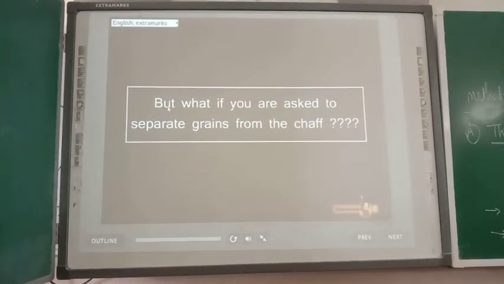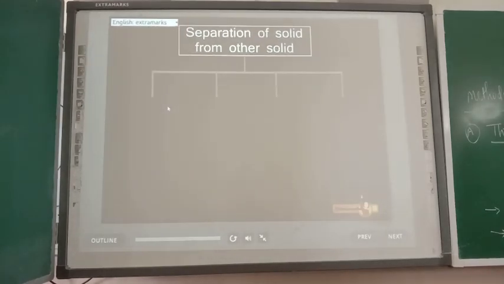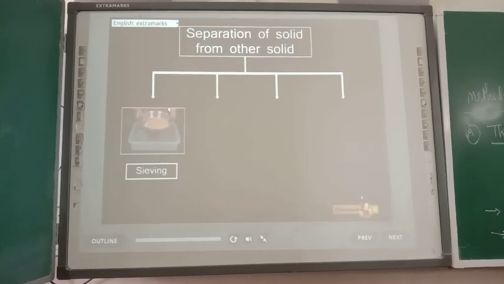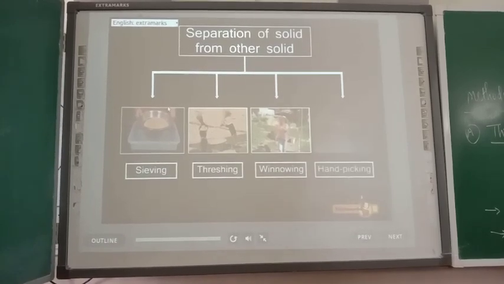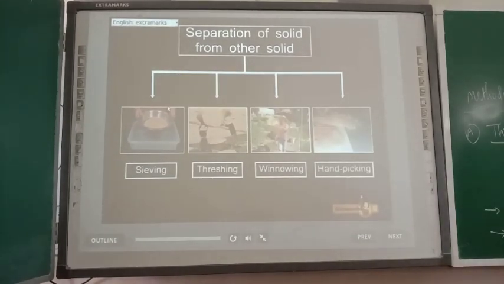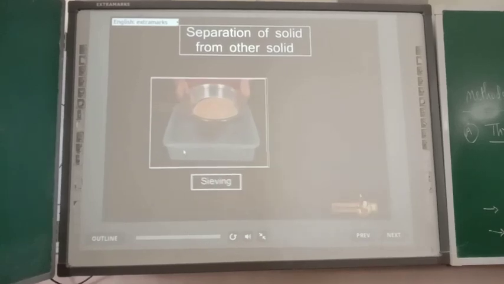But what if you are asked to separate grains from the chaff? In order to separate grains from the chaff, we have to use a different technique. We need to separate the mixture into its constituents in order to remove undesirable substances and obtain useful constituents. Let us discuss the various techniques used to separate mixtures of solids one by one. Sieving is one of the most common.